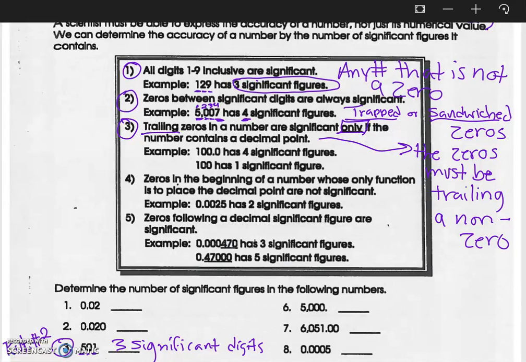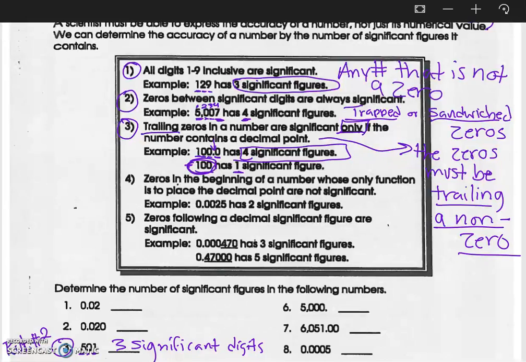So let's look at this. Let's look at this one down here, and it shows that the number 100 only has 1 significant digit. And that is because there is no decimal in this number. But see right here, when we add the decimal, now only the 1 is not significant. We have 1, 2, 3, 4 significant digits. So that decimal makes all of those zeros significant because those zeros are trailing a non-zero.